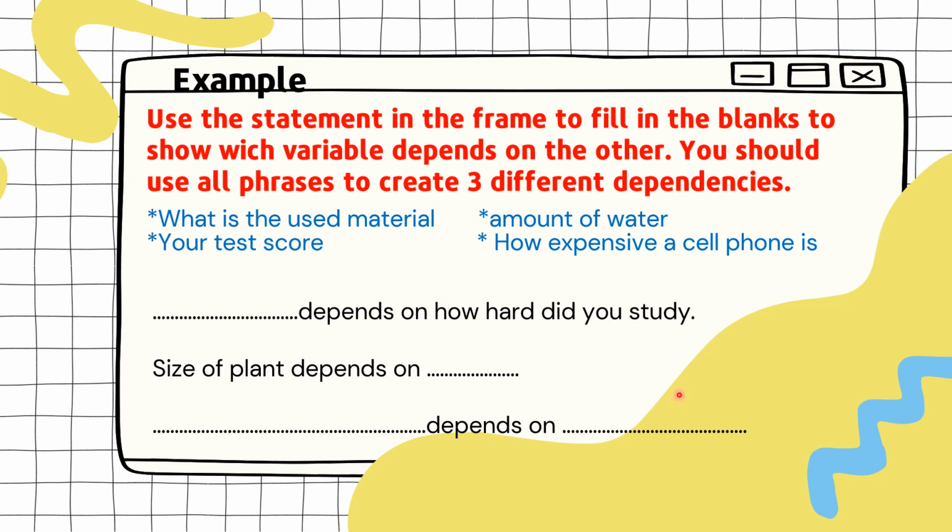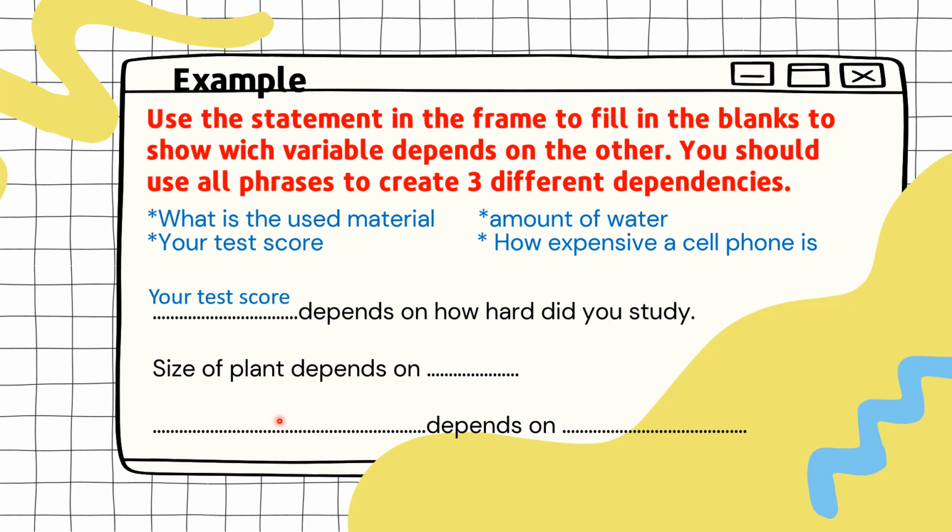Use the statements in the frame to fill the blanks to show which variable depends on the other. You should use all phrases to create 3 different dependencies. Let's see. What depends on how hard you studied? Who can tell me, math champions? Yes, excellent. Your test score depends on how hard you studied.